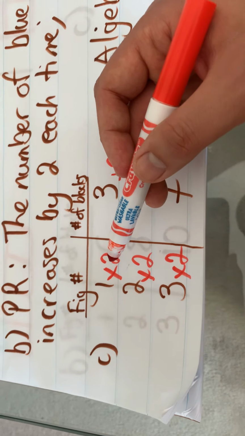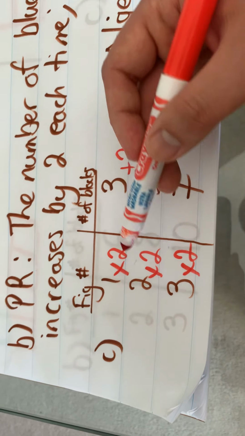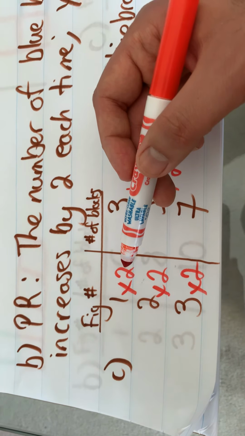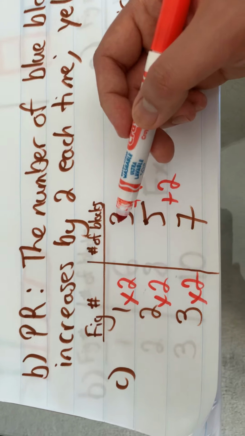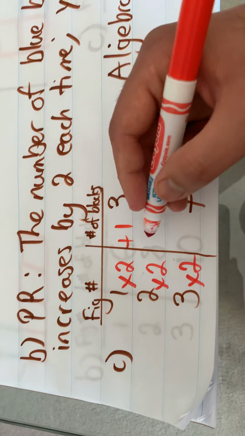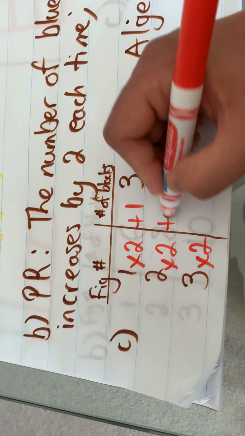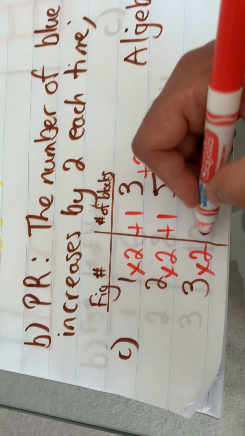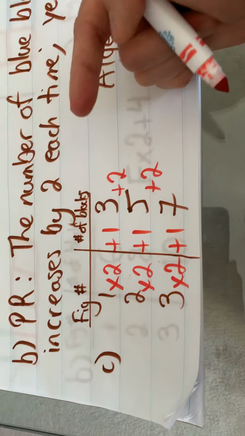So now I just need to figure out how to get from the product of these two numbers to 3. Well, 1 times 2 is 2, but I need to get to 3, so I need to add 1 more. 2 times 2 is 4, but I need to get to 5, so I got to add 1 more. 3 times 2 is 6, but I got to get to 7, so I got to add 1 more. Why are we adding 1 more?